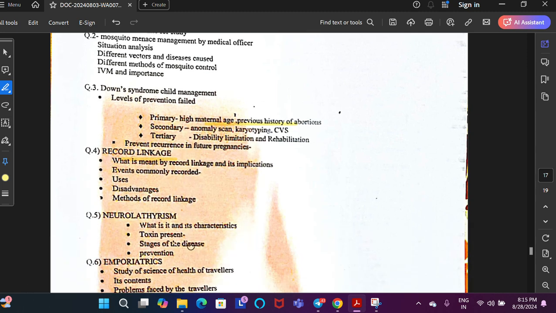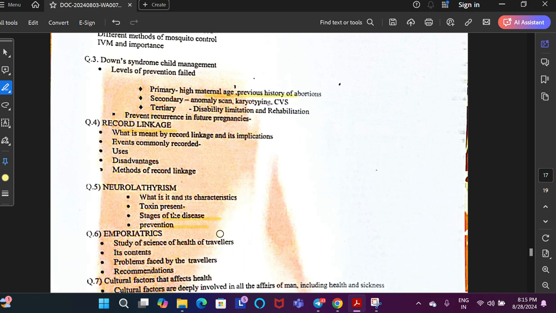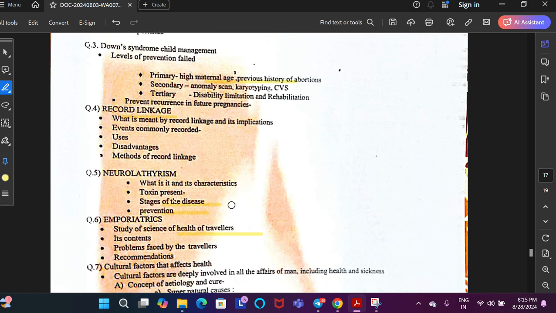Neurolathyrism: what is it, its characteristics, toxin present, stages of the disease and prevention. Then embryonic: study of the science of health of the travelers, its contents, problems faced by the travelers, and the recommendations.